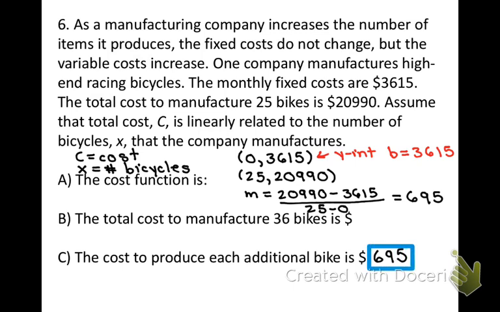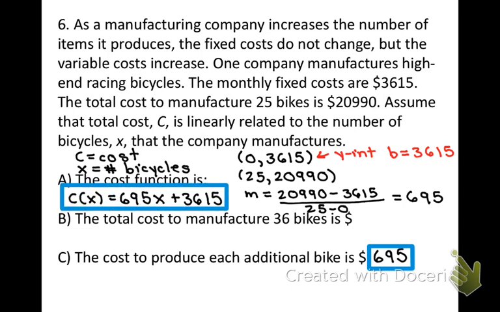All right, jumping back up to part A, we have all the parts we need. We've got our slope, 695, and we have our B value, 3,615. So let's write our cost function. C of x equals 695x plus 3,615.